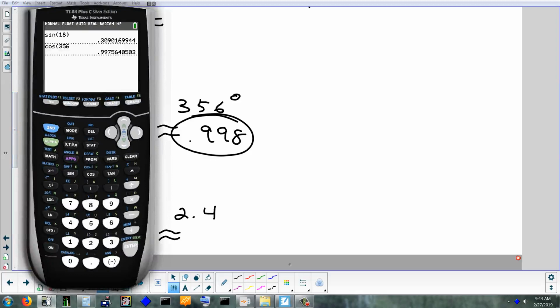If I was doing it on a test, I might do all the problems that have degrees in them first, and then do all the problems with radians, so I don't have to switch back and forth. It's up to you. Tangent 2.4. You should have gotten negative 0.916. You got it? Anyone else? Question on that one?